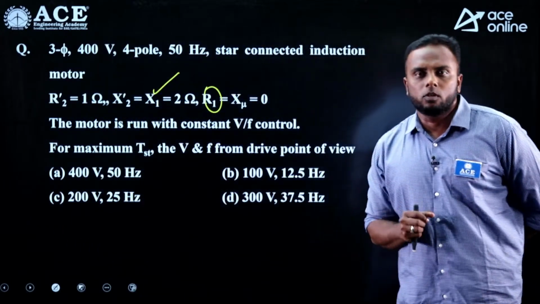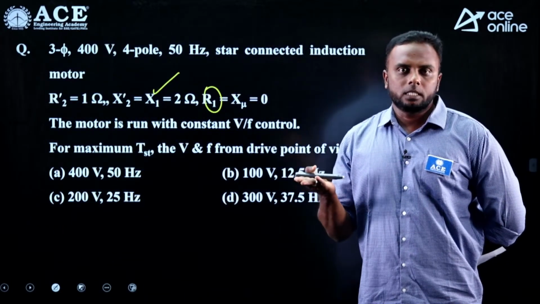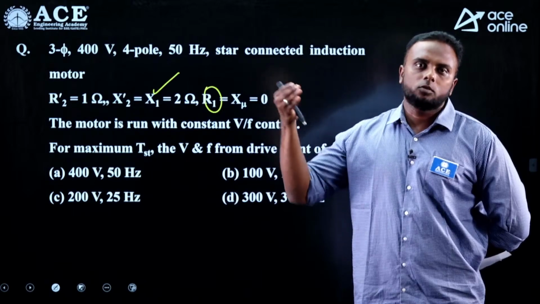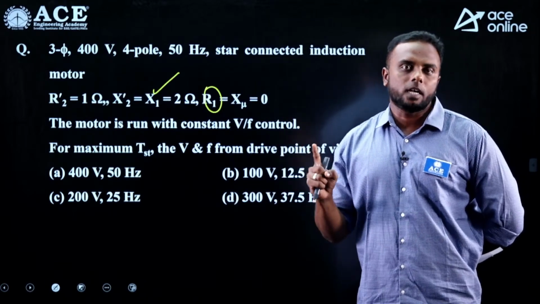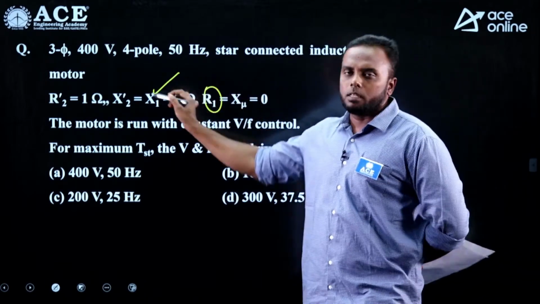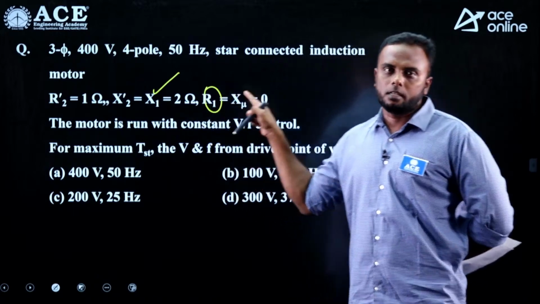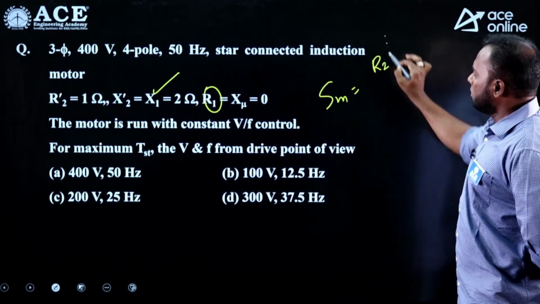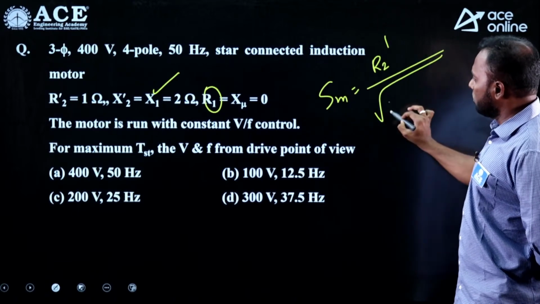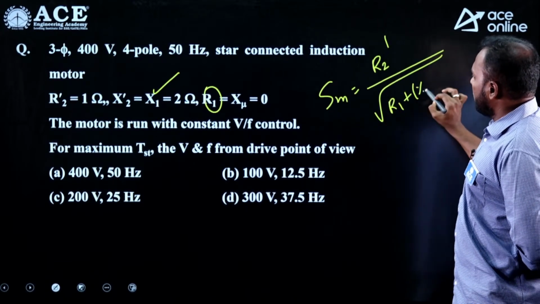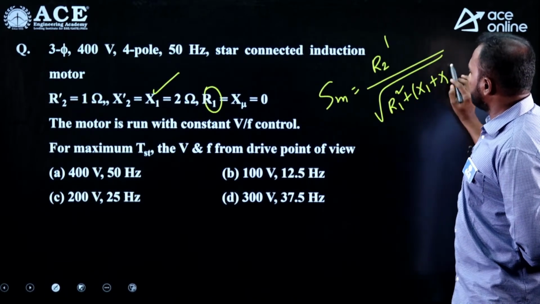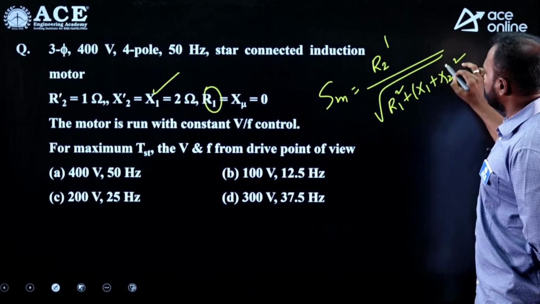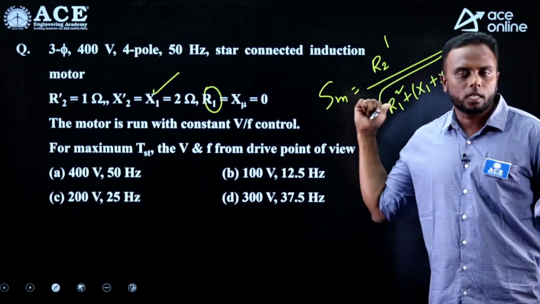But most people know that the slip at maximum torque is Sm equal to R2 by X2. That formula is valid when there is no stator impedance, but stator impedance is there here. So the formula when there is stator impedance is Sm equal to R2 dash divided by root of R1 square plus (X1 plus X2 dash) whole square.